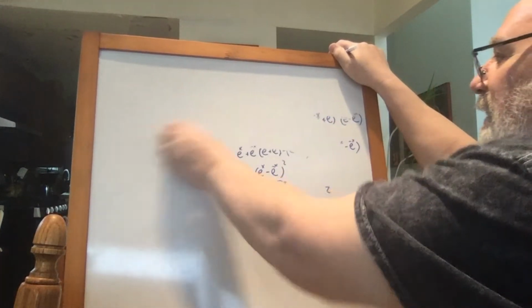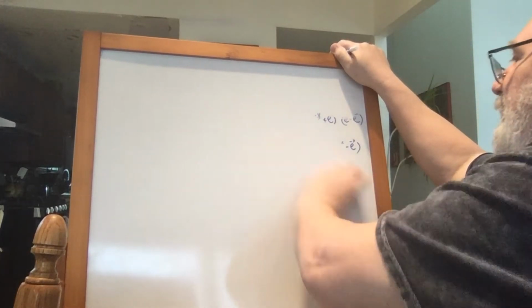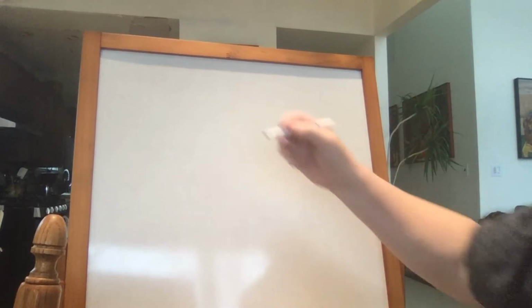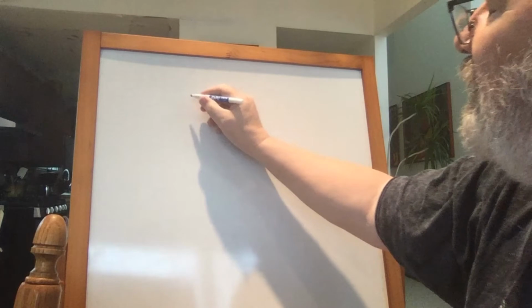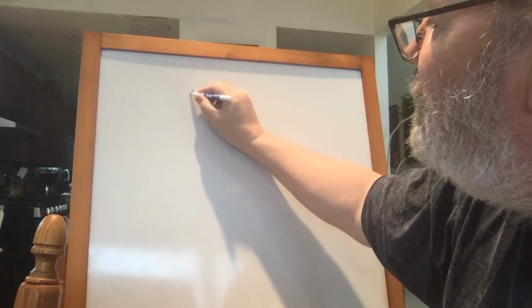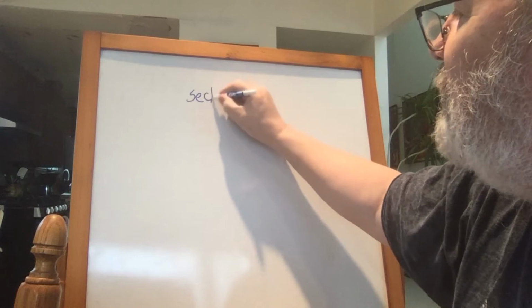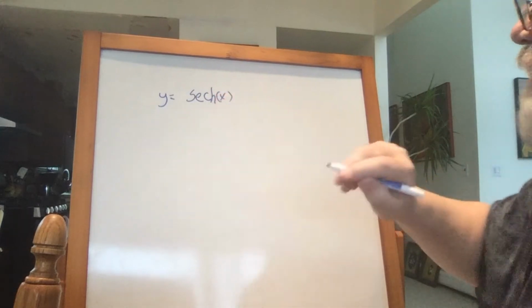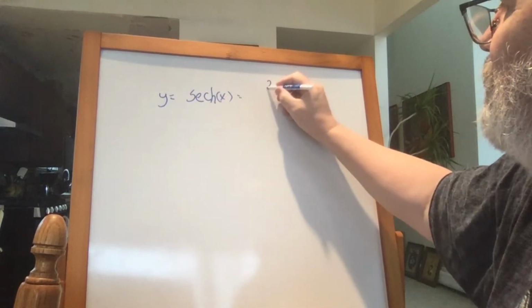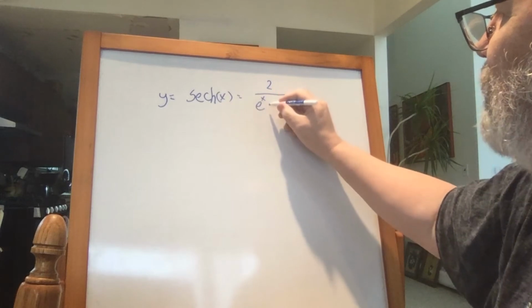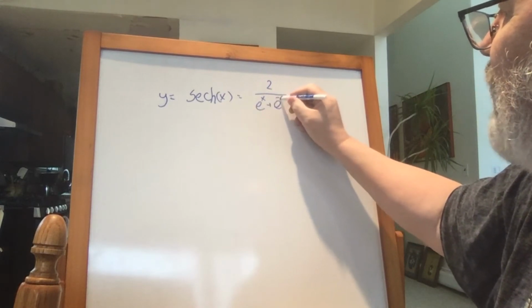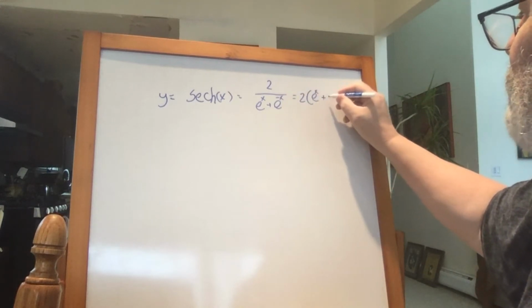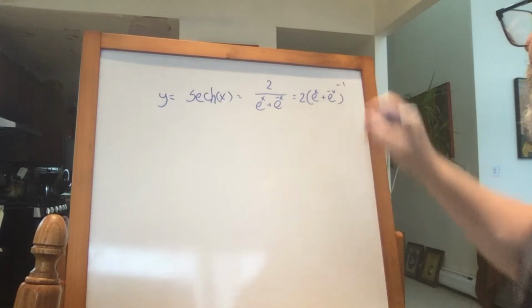So we've got the derivatives now of 3 of the important hyperbolic functions. We could always do the inverse hyperbolic functions. Well, not inverse. The y equals sech x equals 2 on e to the x plus e to the minus x, which is 2 times e to the x plus e to the minus x to the negative 1.